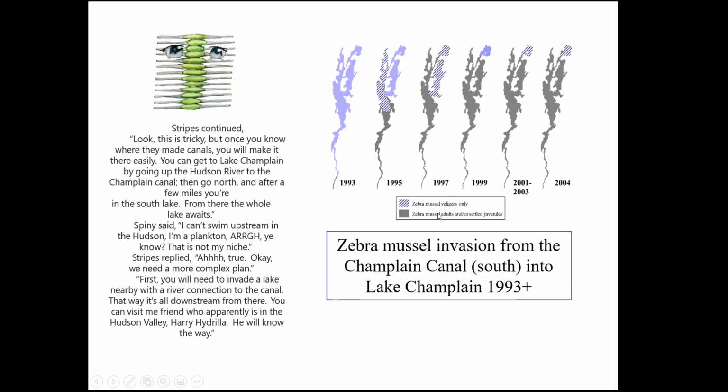To the right is the zebra mussel invasion pathway through Lake Champlain from the south through the Champlain Canal, most likely, and then the invasion in subsequent years in the 90s throughout all of Lake Champlain.